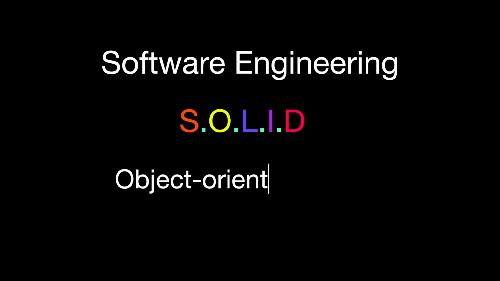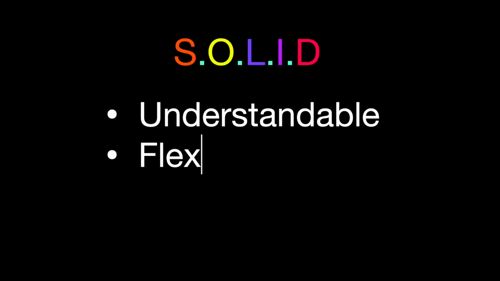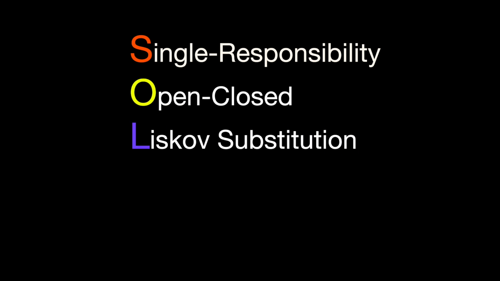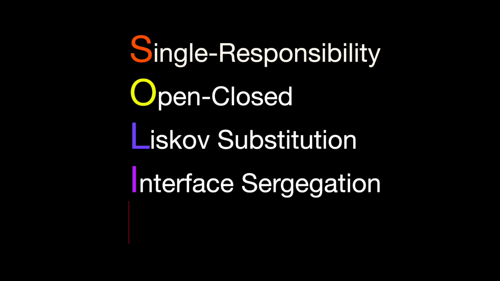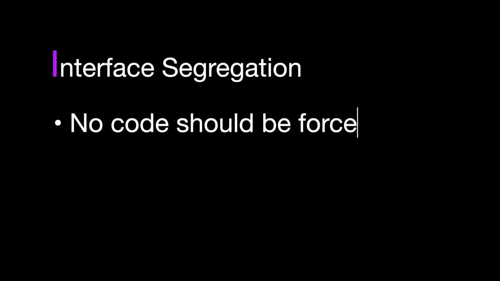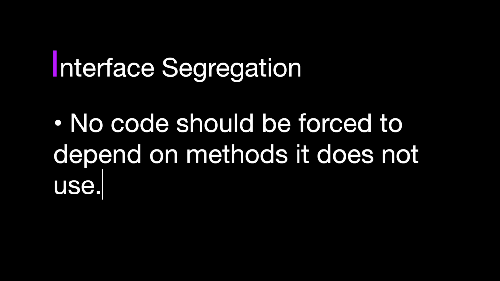In software engineering, SOLID is an acronym for 5 design principles intended to make object-oriented design more understandable, flexible, and maintainable. The SOLID ideas are single responsibility, open-closed, Liskov substitution, interface segregation, and dependency inversion. In this tutorial, I will introduce the Interface Segregation Principle. The Interface Segregation Principle defines that no code should be forced to depend on methods that it does not use.